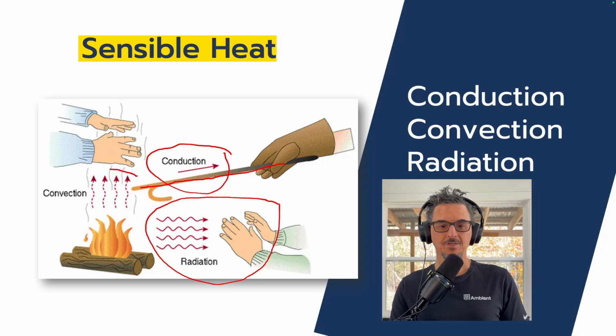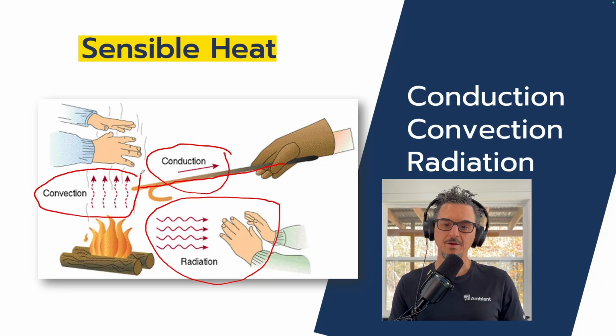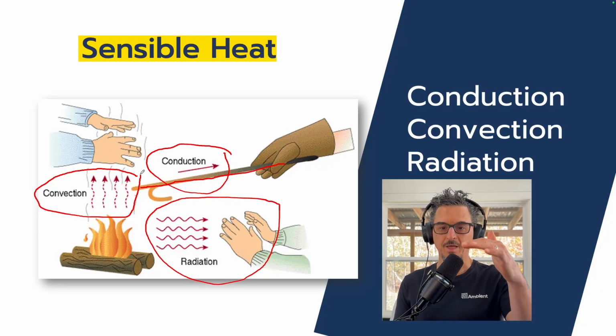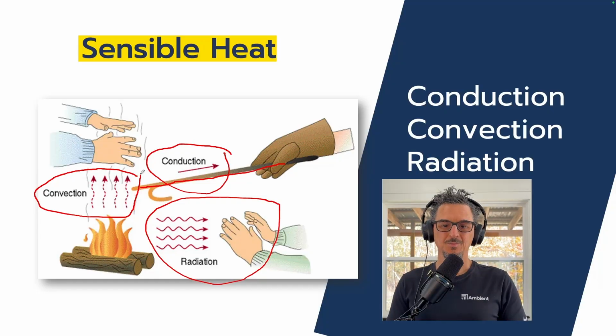And then we have convection, which is very similar to what you see in your air conditioning system. In this case, the fire is heating the air, and the hot air is coming up and hitting your hand. It's important to note that convection is just another form of conduction. In this case, it's done through the air rather than through a solid piece of metal.